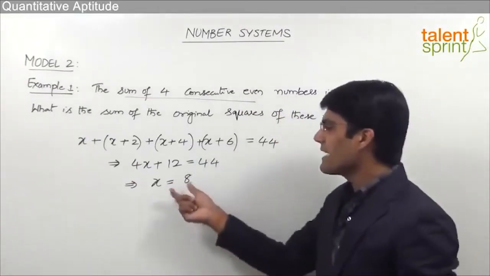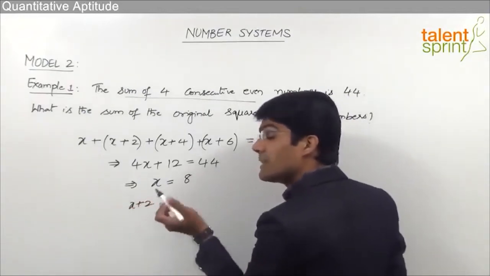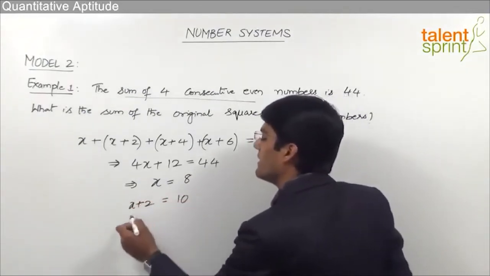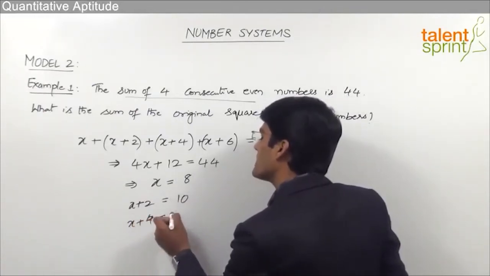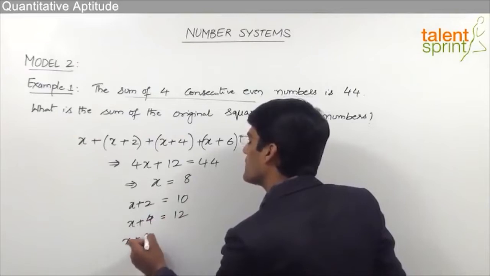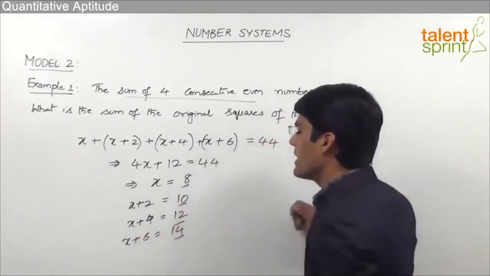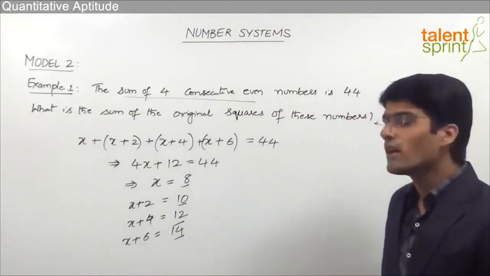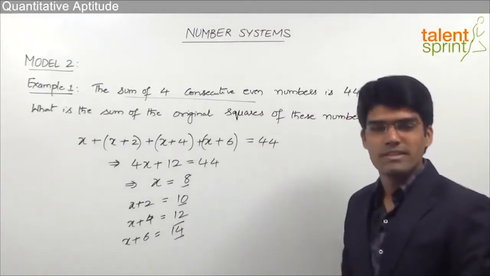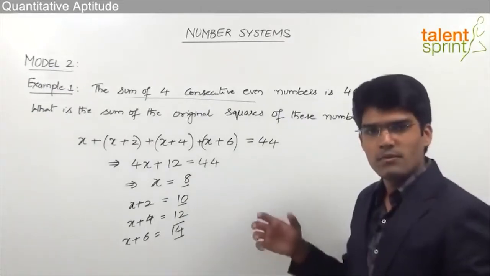Now if the first number x is equal to 8, we know that the next consecutive even number x plus 2 would be 10. Then the third consecutive number will be x plus 4, that is equal to 12. And the fourth one will be x plus 6, 14. So these are the 4 original numbers where the sum of all these 4 numbers is 44. And we are supposed to find out the sum of the squares of these numbers.